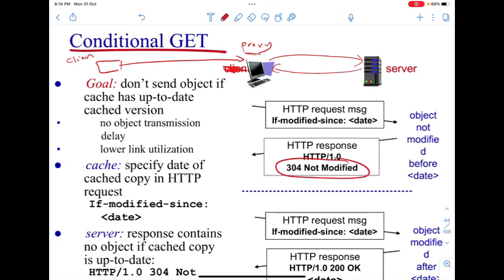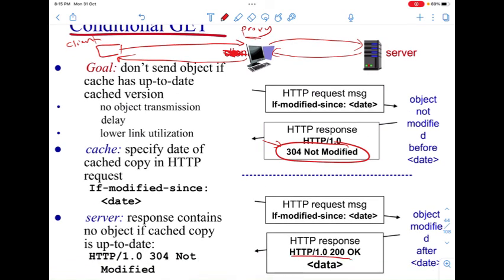So if the proxy receives this response from the server, 304 Not Modified, it's going to respond with the object to the client. Now, if the object has been modified, the server is going to send the object, and the response is going to be 200 OK. So the object will be sent back from the server to the proxy server, and the proxy server is going to respond to the client with the most recently updated object.